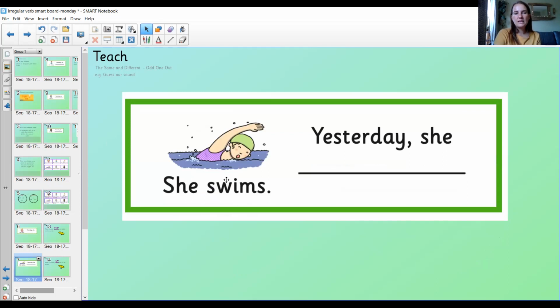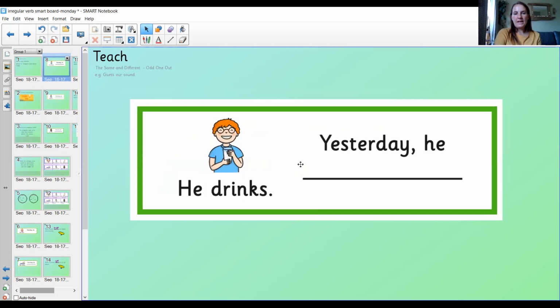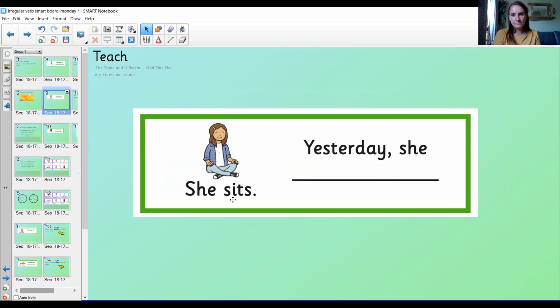Today she swims, but yesterday we changed that vowel sound so it wouldn't be an I, it would be an ah, and it would be she swam. Yesterday he drink. We couldn't say that, and we certainly couldn't say yesterday he drinked. So we'd have to change the vowel sound in the middle to drank. Yesterday he drank, excuse me.